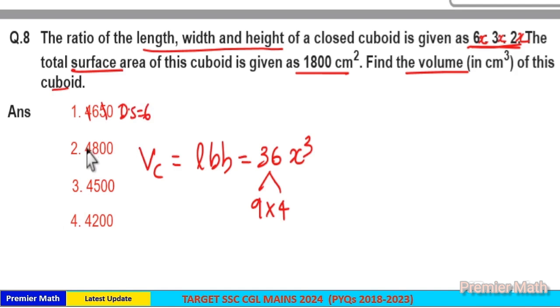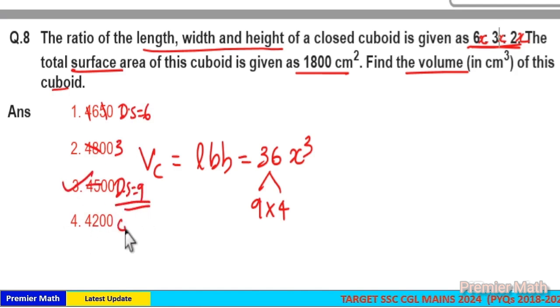Here 8 plus 4, 12. So 1 plus 2, 3 is the digital sum. Here 5 plus 4, 9. So the digital sum here is equal to 9. Option 3 is your answer. Here 4 plus 2, 6 is the digital sum.